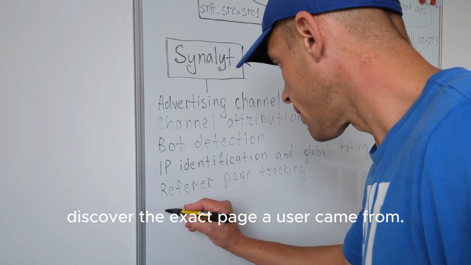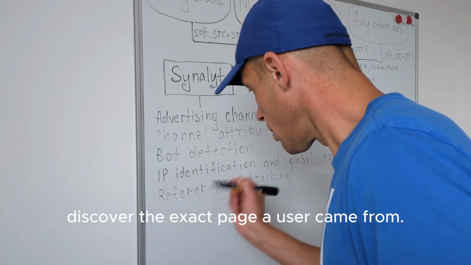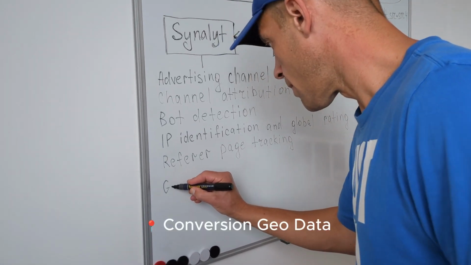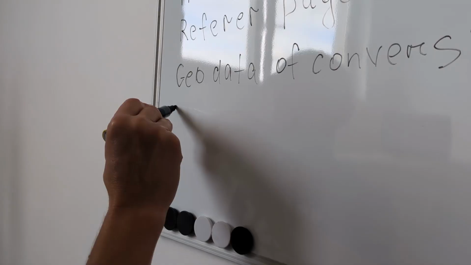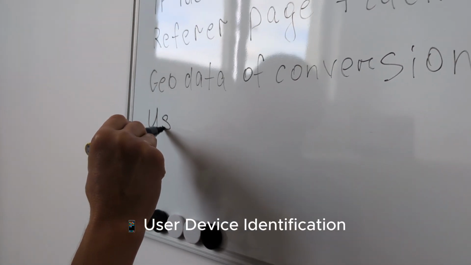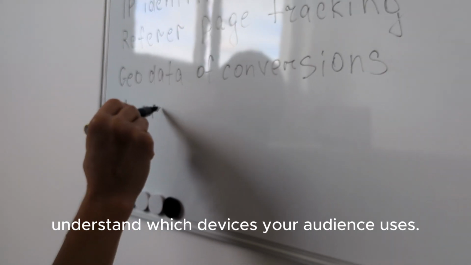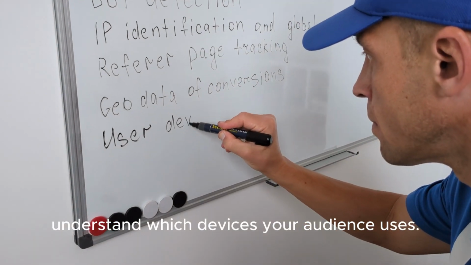Referrer page tracking: discover the exact page a user came from. Conversion geo data: see where your buyers are located. User device identification: understand which devices your audience uses.